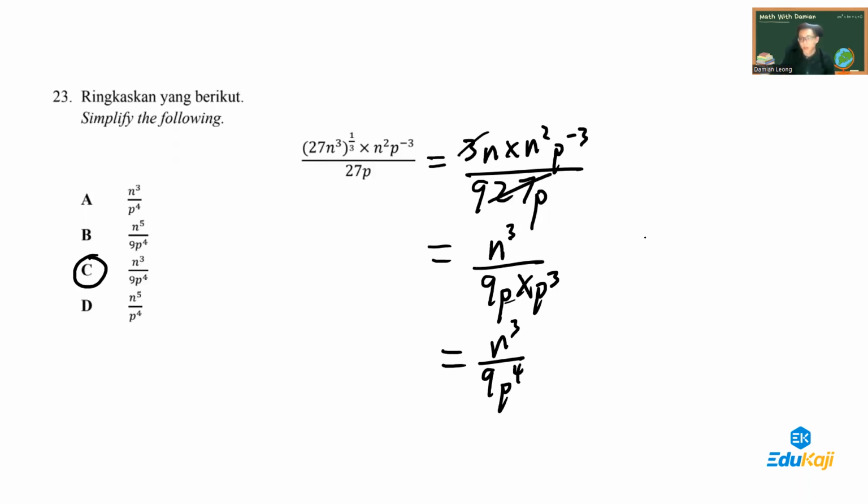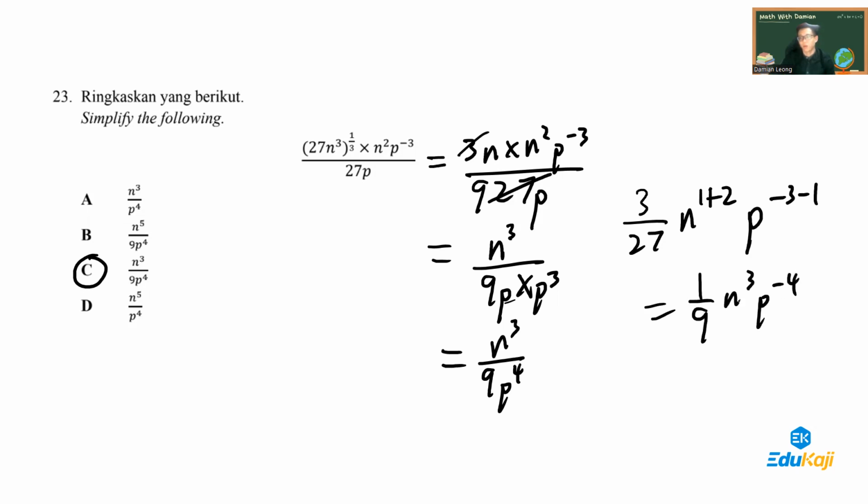If not, you can take it like that: 3 over 27, separate the number, the n times power plus 1 plus 2, and then the p divide power minus 1, like that. Then I get 1 over 9 n cubed p to the power -4. Positive power put on top, negative power put below, then get rid of the negative. Yeah, you still get the same thing.